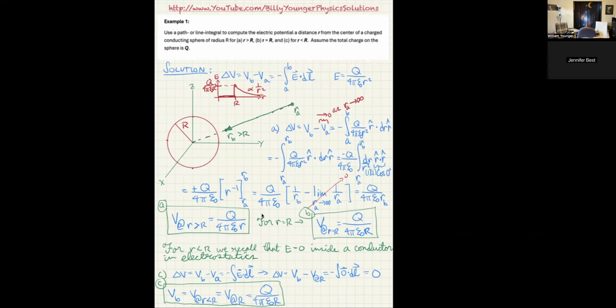Now the voltage is going to be quite a bit different. It looks like this. Again, R is a critical point, and the value there is Q over 4 pi epsilon naught big R. What we get is a flat line, and then this falls off like 1 over R. So that's what the voltage plotted as a function of R looks like for this particular case, whereas the electric field was quite a bit different. Any questions on that one?